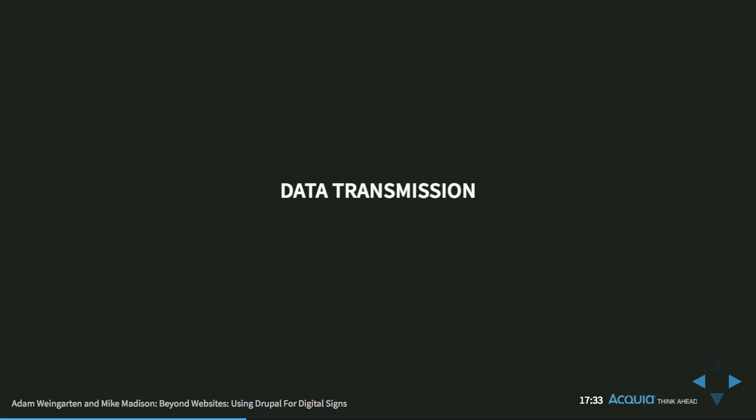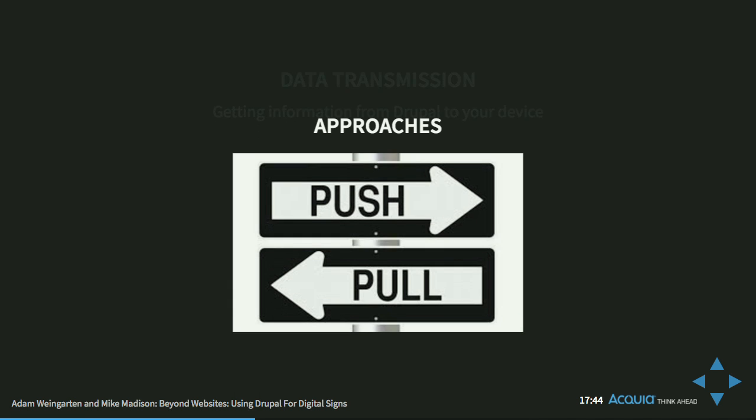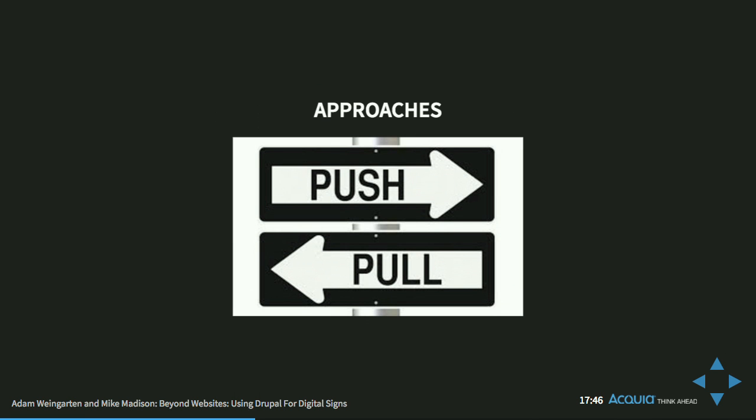So ultimately, one of the bigger challenges is getting data to your signs. We have all this stuff in Drupal. How do we get it out? There are two ways that we can do this. We can push or we can pull. The most traditional model on the web is pull.